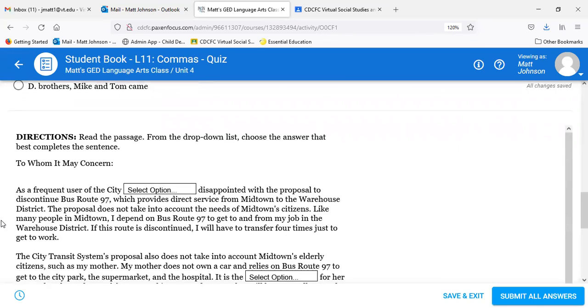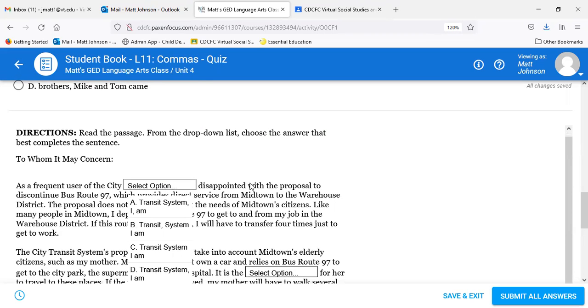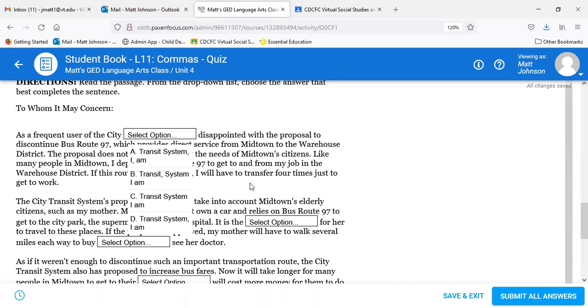Okay, and let's see here. It looks like we got a letter. So, to whom it may concern, as a frequent user of the city transit system, I am disappointed with the proposal to discontinue bus route 97. Grace, what do we want to use? How do we want to use our comma here?